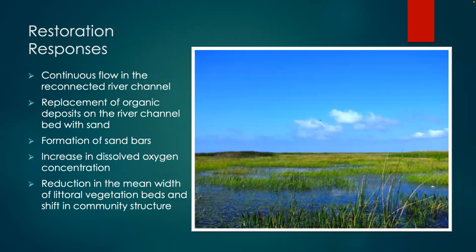So responses that we've had so far, again, we are now getting continuous flow in the river channel. There's replacement of the organic deposits, so those floating vegetation mats across the river channel that were dropping their leaves, creating that muck, are going away and being replaced with sandy bottom. The formation of the sandbars, like I was talking about, is an important piece of this environment. The increase in the oxygen levels in the water affects the fish and the types of invertebrates that are in the water system.